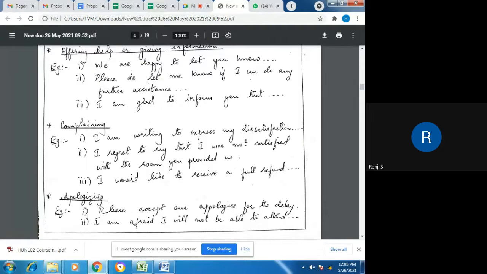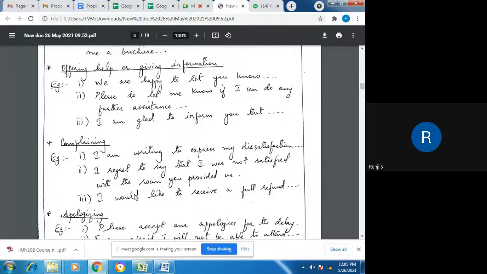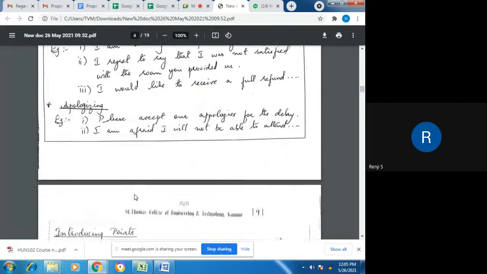The next sentence you can write is: I would like to receive a full refund. I would like to receive, or rather don't start like I want my full refund. That doesn't look good to the reader. So, I would like to receive a full refund, if you're requesting a refund of money. Okay, so these are some complaining sentences.